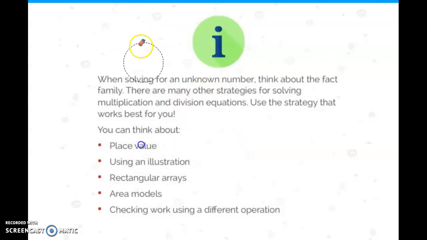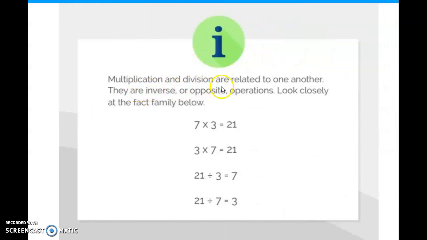Let's go to the next slide. Multiplication and division are related to one another. They are inverse or opposite operations. Look closely at the fact family below. 7 times 3 equals 21. 3 times 7 equals 21. 21 divided by 3 equals 7. Or 21 divided by 7 equals 3. So I'm going to go back to this slide really quickly.